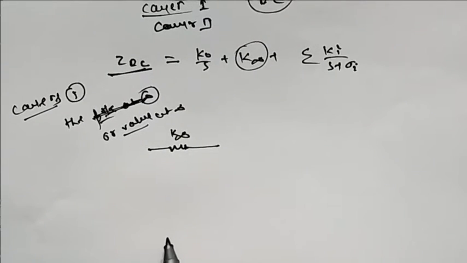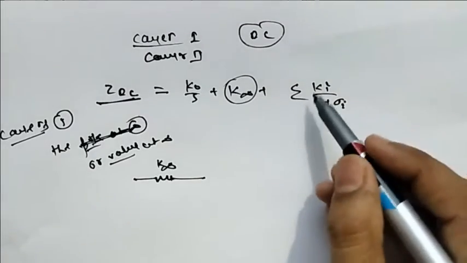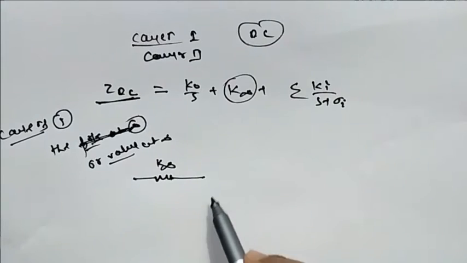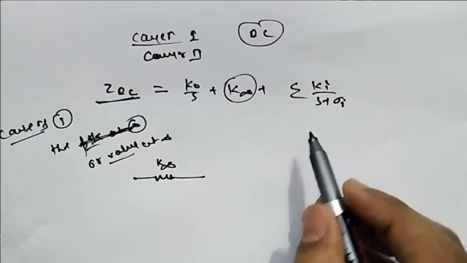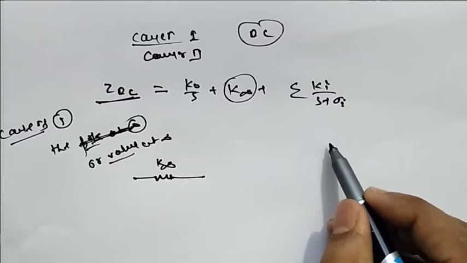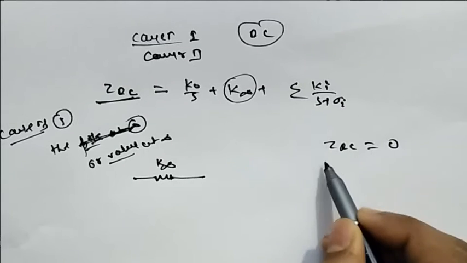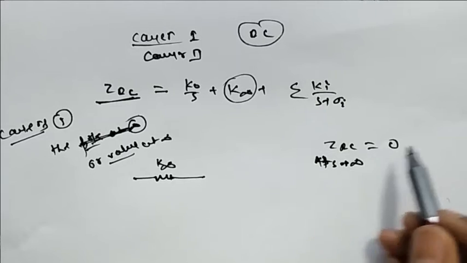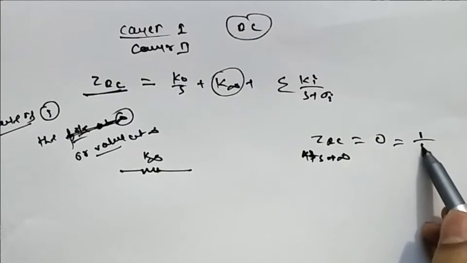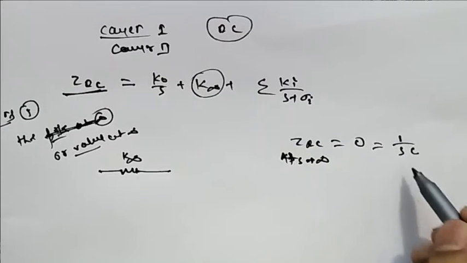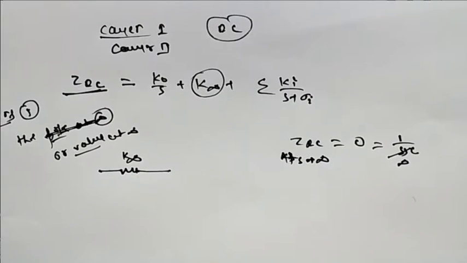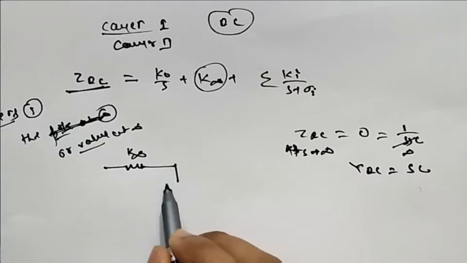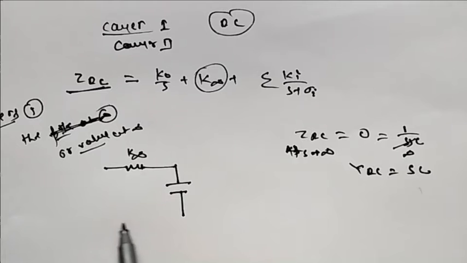Now the second term that will come: if you see at S equal to infinity, these two terms will be 0, which means our impedance ZRC is equal to 0 at S equal to infinity. ZRC is 0 when it is 1 by SC and S is infinity. So the YRC will be SC, which means there will be a shunt capacitance in parallel to this one.